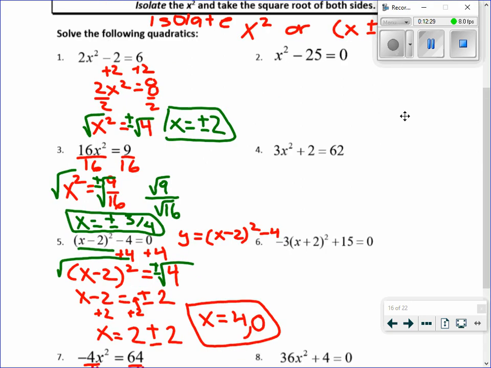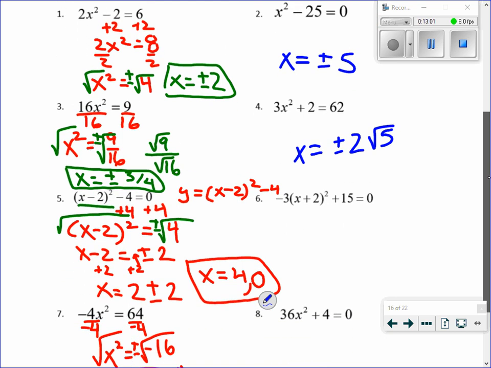So for number 2, who wants to help us out with what they got for number 2? Charlie, what'd you get? You want me to explain? Nope, just say the answer. Oh, 5. Plus or minus 5. There you go. Okay. So number 4, who wants to help us out and tell us what they got for number 4? Aubrey, what'd you get? Plus or minus 2 plus or minus radical 5. Good job. So remember, you should reduce that radical.